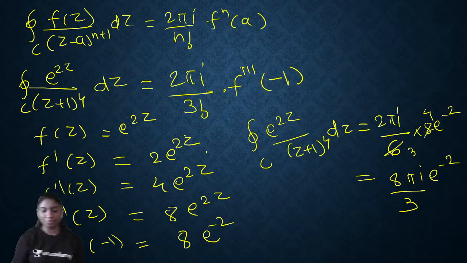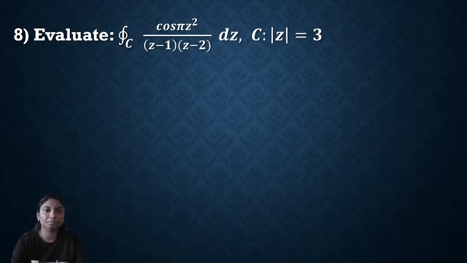तो इजी है, how to evaluate the integral by using Cauchy's integral formula. Now see, evaluate the integral over C, closed integral over C, cos pi z square upon (z minus 1) into (z minus 2) dz, where C is the closed curve mod z is equal to 3. Okay, where C is the closed curve mod z is equal to 3.